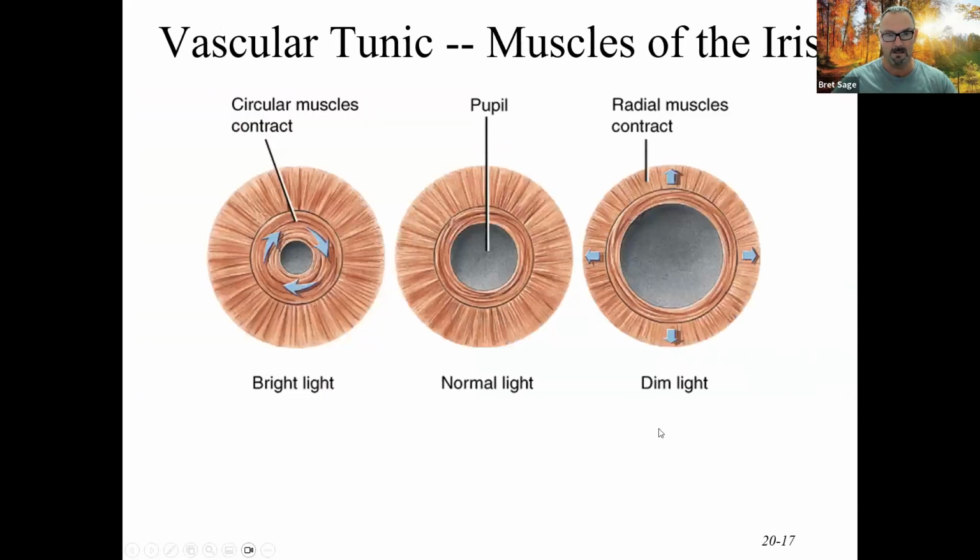And how that works is here. Okay, so if you're in bright light, the circular muscles contract, squeezing down the hole. But when it's dark, the circular muscles relax and the radial muscles, which are pulling outward, contract, opening it up. So it just depends on which set of muscles is contracted. I will not ask you about this figure on the test.